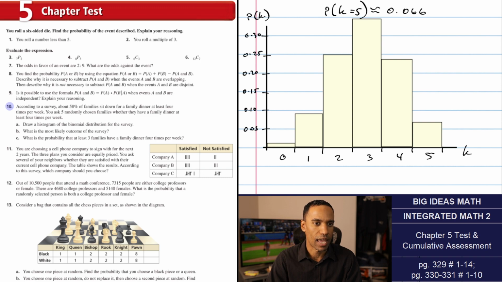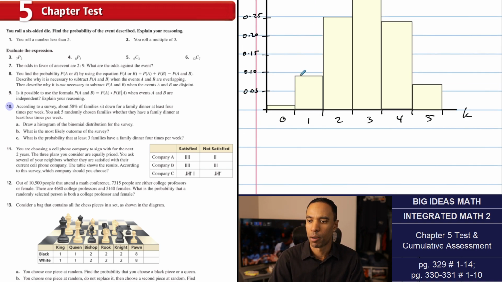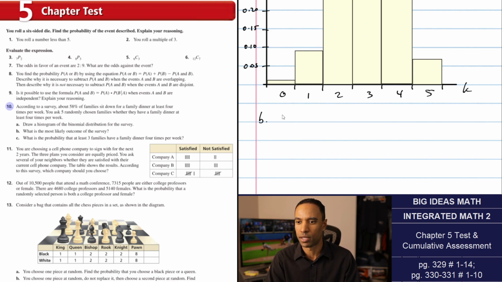Now, what are some questions they have after that? That was part A, draw the histogram. Part B, what is the most likely outcome of the survey? So here's part A. Part B, the most likely outcome is 3 families. 3 families will say that they sit down for family dinner at least 4 times per week.